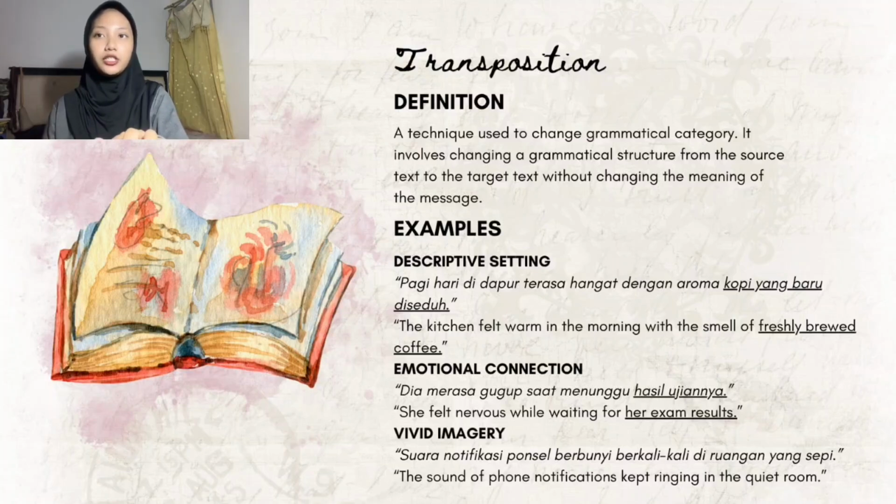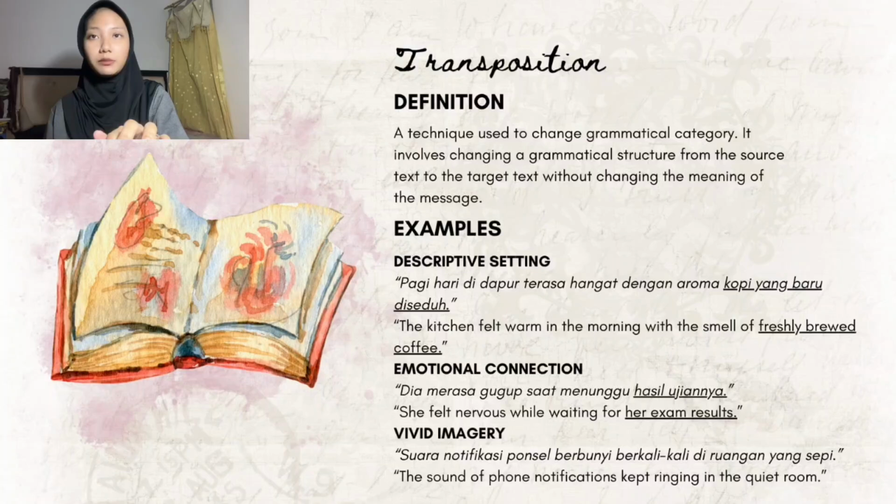For example, in Indonesian, we said, pagi hari di dapur terasa hangat dengan aroma kopi yang baru diseduh. In English, we said, the kitchen felt warm in the morning with the smell of freshly brewed coffee. The phrase kopi yang baru diseduh becomes freshly brewed coffee. In Indonesian, it uses a noun, conjunction, adjective, and passive verb. But in English, it becomes adverb, adjective, and noun. So we can see that the grammatical structure changed, but the meaning is still the same. It talks about coffee that was just made.